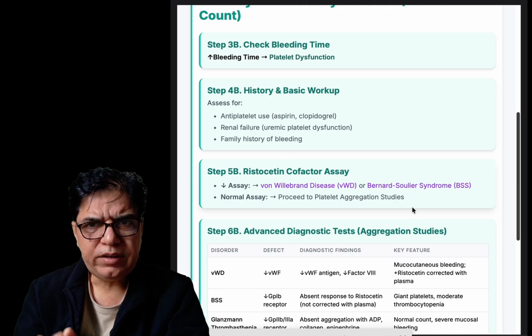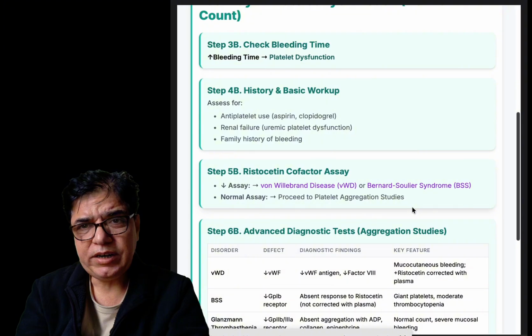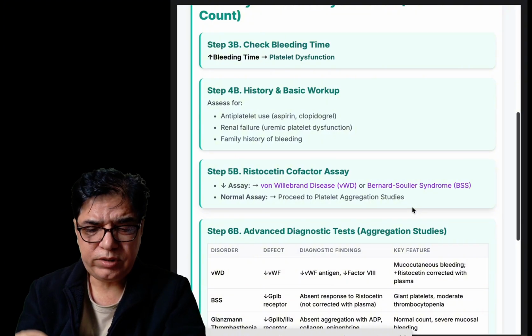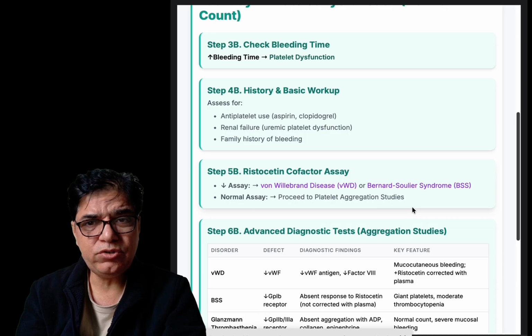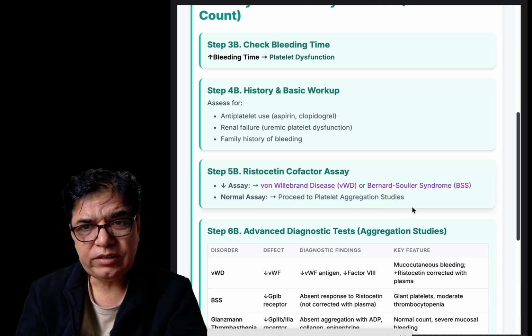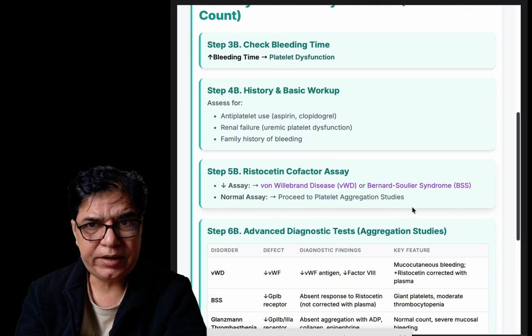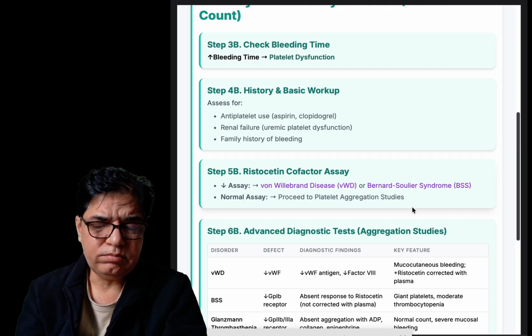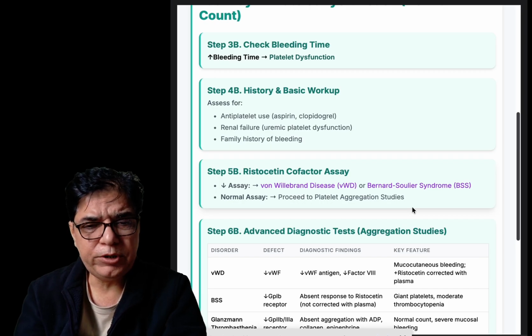So if there is normal platelet count and the bleeding time is increased, you are dealing with what? With platelet dysfunction. Now, the first thing is to make sure that you take a good history to see if the child is on any medication which is considered to be an antiplatelet. For example, is the child on aspirin? Some kids may be on aspirin because of Kawasaki disease, or some might be on clopidogrel.